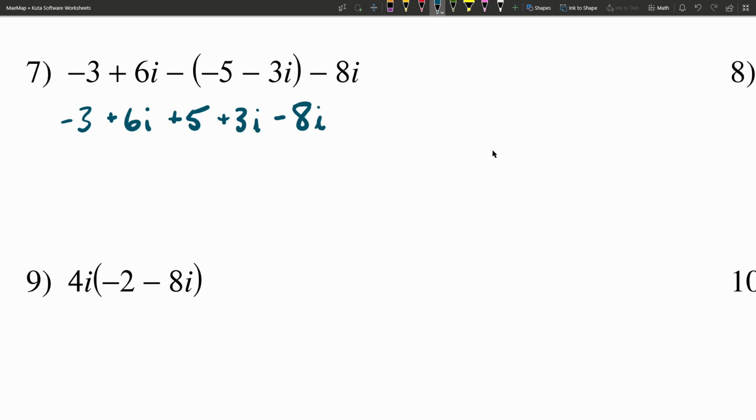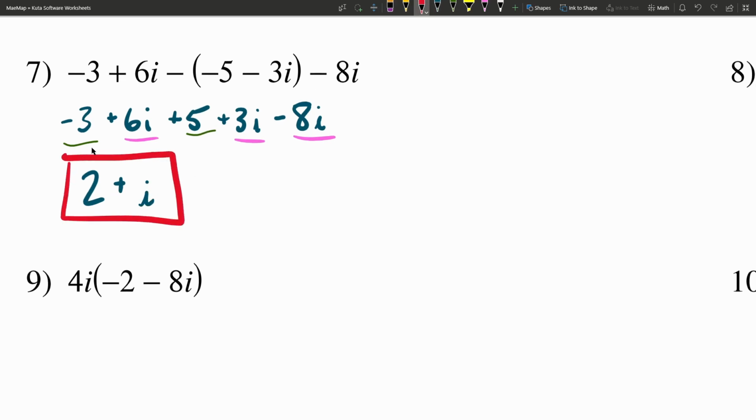Now I'm going to be able to combine my real parts, -3 and 5, and then my imaginary parts, 6i, 3i, and a -8i. -3 plus 5 results in a positive 2, and I'm going to be adding that to 6i plus 3i, which is 9i, minus 8i is going to be 1i. So we have 2 plus i as our solution in number 7.